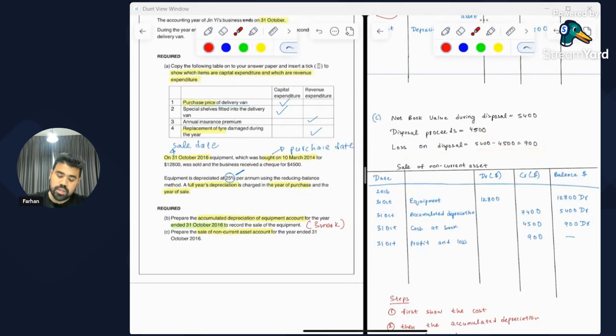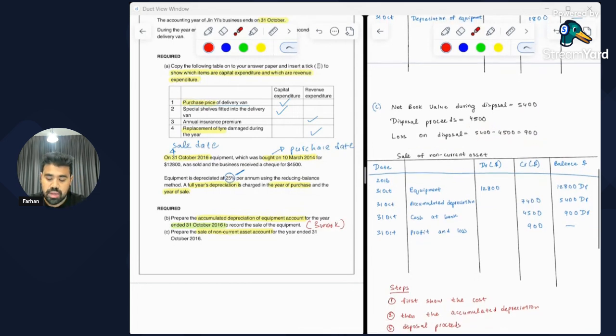Okay, so let's look into the sale of non-current asset account. We have prepared an outline as before in the typical format that we're used to, which is the 5-column format, starting with the date, the account for cross-reference in the second column, the third column being the debit, the fourth column being the credit, and the fifth column being the final balances that are available at a given point in time. Now, everything happened on the 31st of October 2016 with regards to the sale of the non-current asset. So we are starting with 31 October 2016.